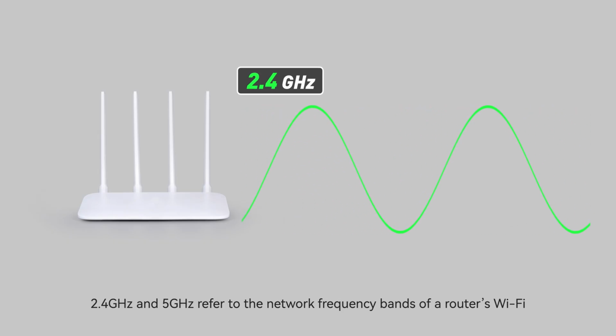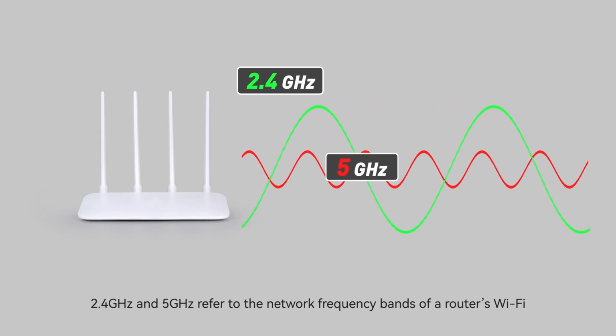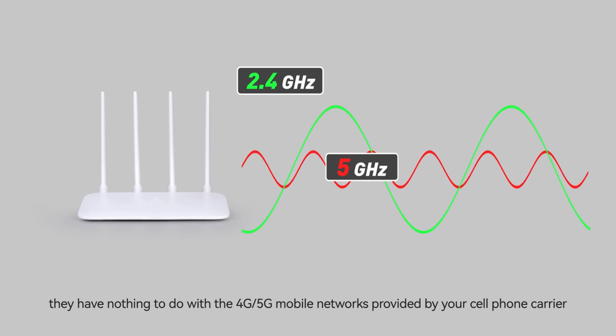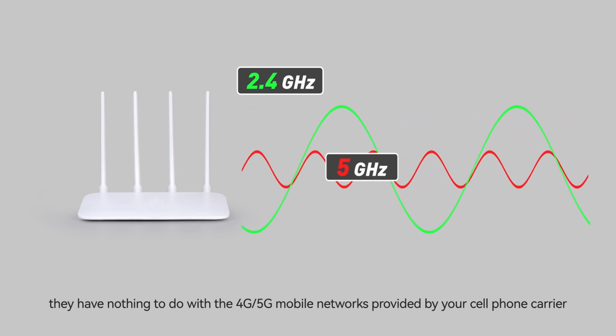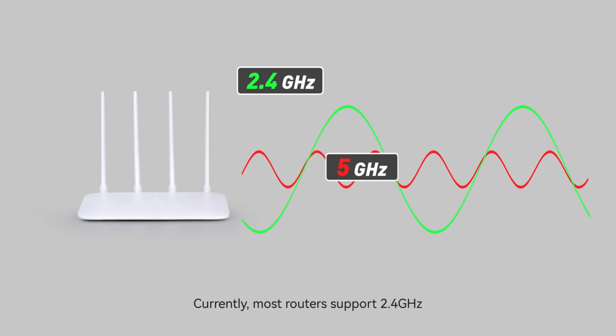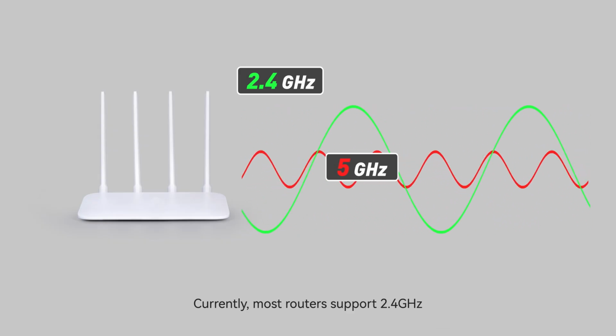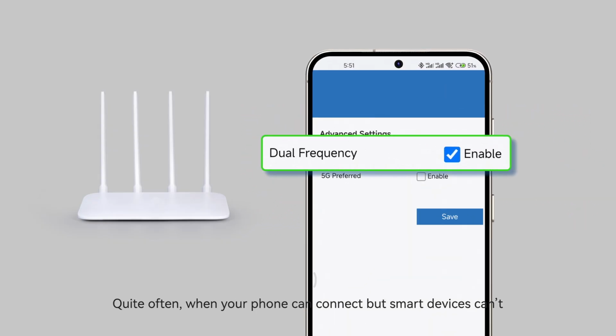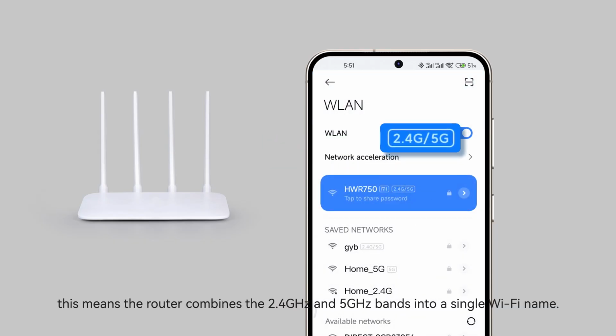2.4 GHz and 5 GHz refer to the network frequency bands of a router's Wi-Fi. They have nothing to do with the 4G or 5G mobile networks provided by your cell phone carrier. Currently, most routers support 2.4 GHz. Quite often, when your phone can connect but smart devices can't, the problem may lie with dual-band merged Wi-Fi. This means the router combines the 2.4 GHz and 5 GHz bands into a single Wi-Fi name.